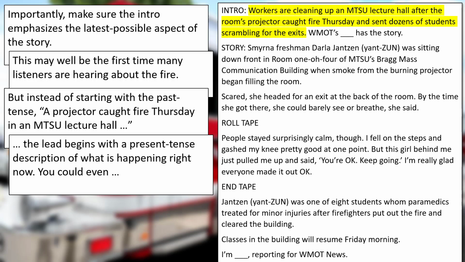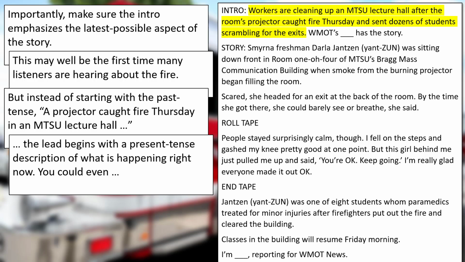Now, obviously, you would only report this if, in fact, workers are cleaning up an MTSU lecture hall after the room's projector caught fire Thursday. You don't make stuff up just so you can have a current angle on the story, but try to find the latest thing that is happening right now about whatever story you're trying to report.